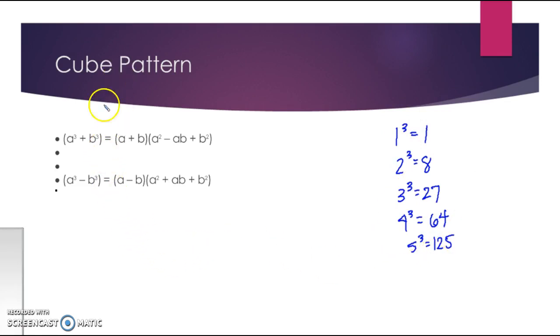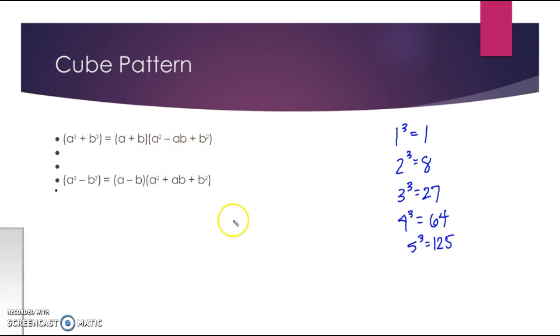Alright, so now the sum or difference of cubes pattern can be addition or subtraction. And it's just going to be the same pattern every time. So you're always going to take whatever the cube root is, so in this case a and b, and that's going to be your first parentheses. Then you square the first term, multiply them together, square the second term. And then we have signs to plug in.